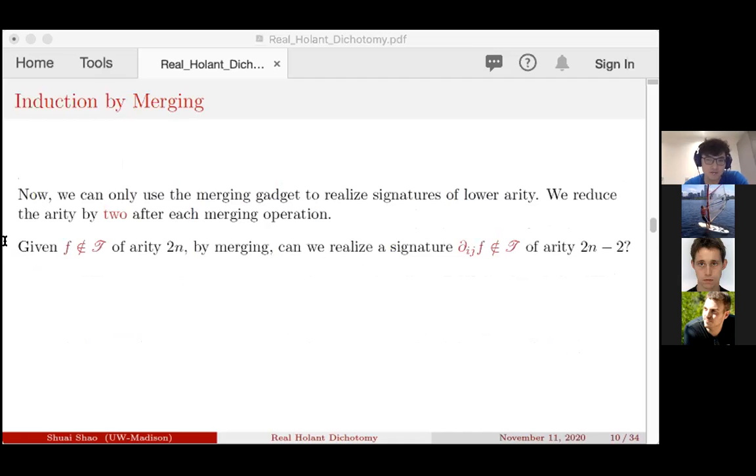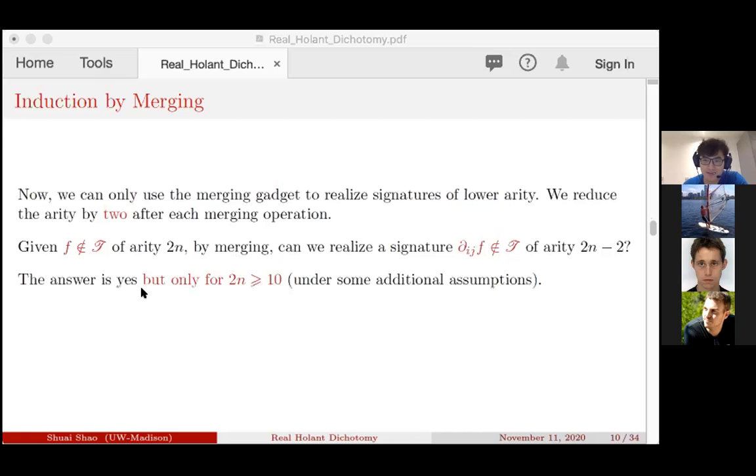Now we want to consider the following question. Given a signature of arity 2n that is not in T, that is, not a tensor product of binary or unary signatures, by merging, can we realize a signature of arity 2n minus 2 that is still not in T? We use this notation to denote the merging operation using binary equality.